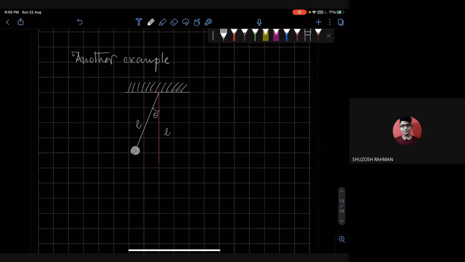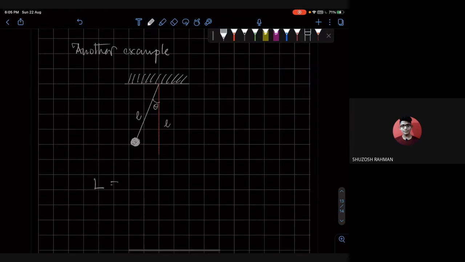What is the Lagrangian? The Lagrangian L is equal to half m v squared minus m g h, right? Because it's potential energy, it's gravitational energy. So what is h? If we can just take this to be 0 height, we can set that arbitrarily to be 0, then this is h.